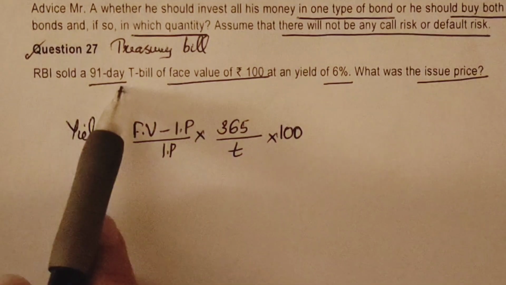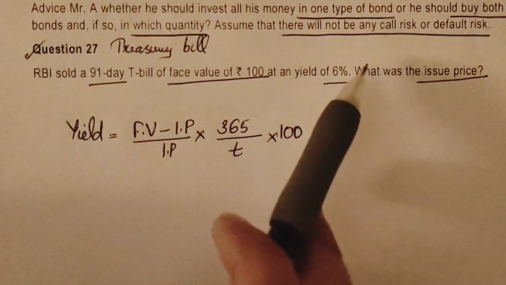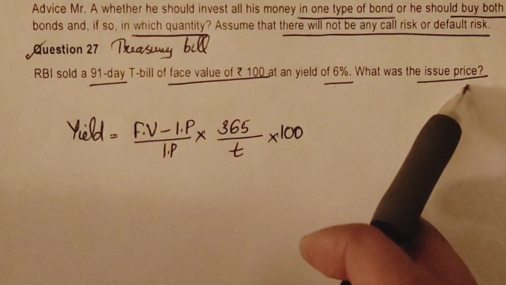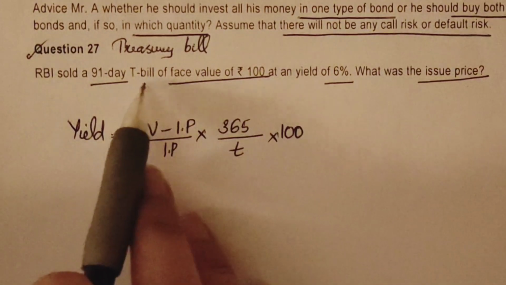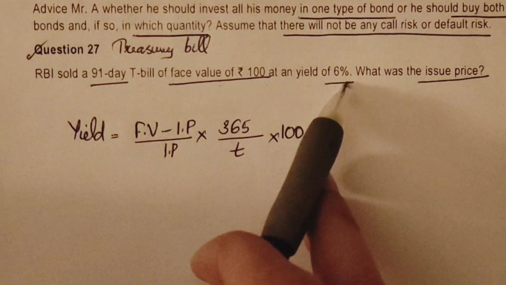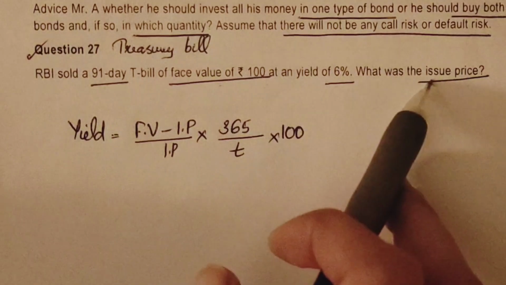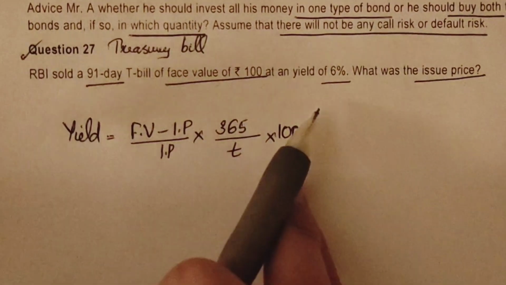RBI sold a 91-day T-bill of face value 100 at a yield of 6%. What was the issue price? So RBI issued a treasury bill, face value is 100, yield is 6%, and tenure is 91 days. Issue price ആണ് calculate ചെയ്യേണ്ടത്.